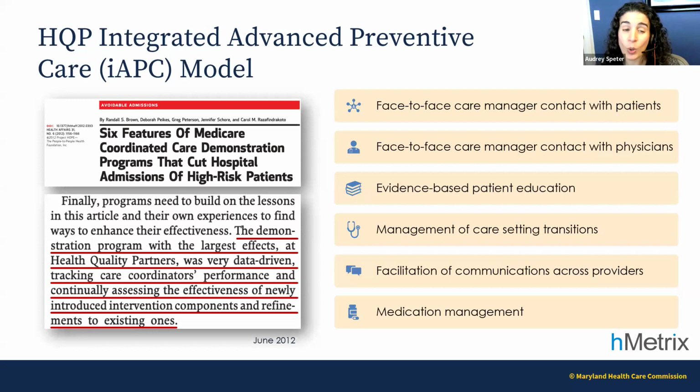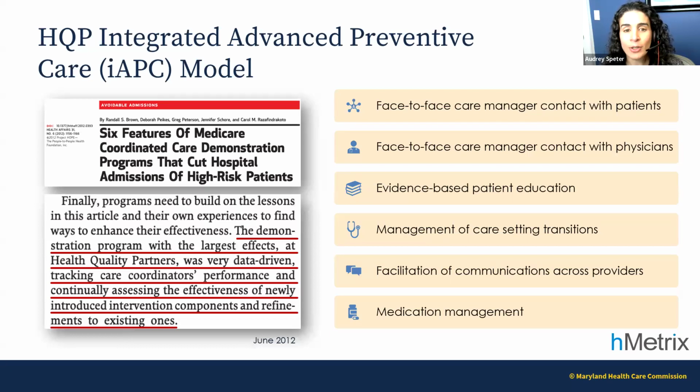HQP was identified as the only MCCD participant to be successful among high-risk populations. And you'll see in this highlighted quote that HQP was very data-driven. They're tracking care coordinators' performance and continually assessing the effectiveness of newly introduced intervention components and refinements of existing ones. They implemented that feedback cycle. So they got through the implementation phase. They were able to identify those process variations through those management reports, and we're able to loop back and say, how do we need to change this to make sure that we're able to achieve our goal?